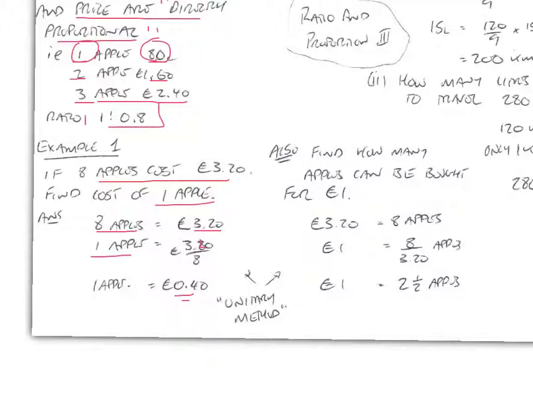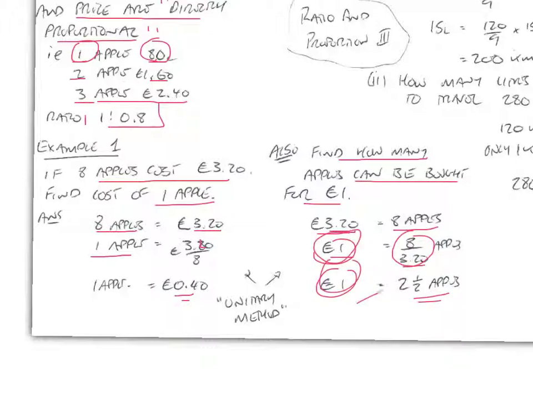Or on the other hand, we might be asked to find how many apples can be bought for €1. Well, €3.20 buys us 8 apples. So €1 buys us 8 divided by €3.20. We've divided both sides here by €3.20. So €1 would buy us 2.5 apples. And this way of finding the value of one variable from the other is known as the unitary method.